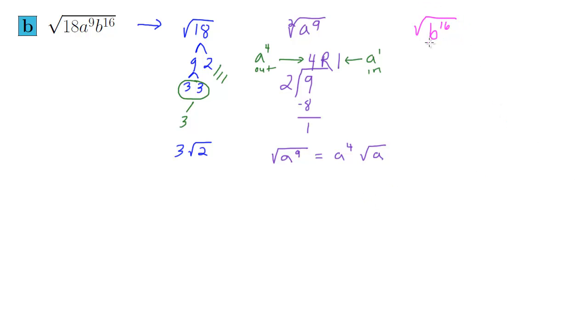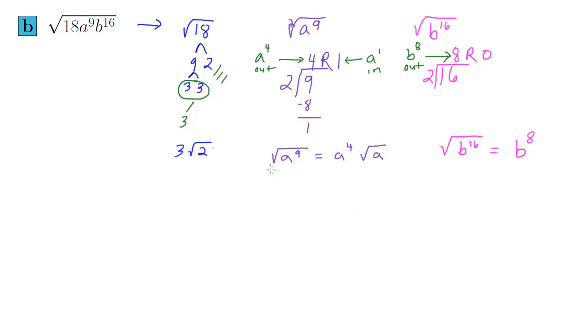As for this square root of b to the 16th, it's a similar idea. We have 16 factors of b underneath our root. We need to divide them into groups of 2. 2 goes into 16 8 times with no remainder. So that tells me that I'm going to have a b to the 8th outside, right? 8 factors of b outside, and then no factors of b remaining inside. So the square root of b to the 16th contributes a b to the 8th outside the radical.